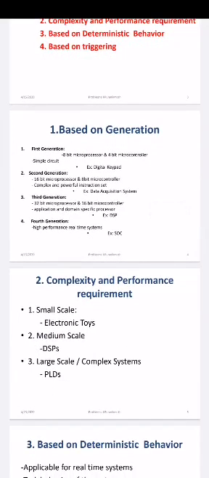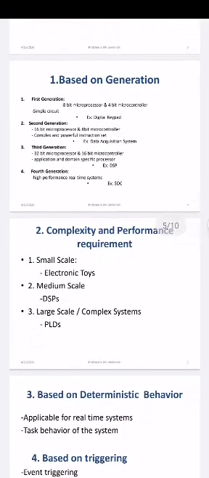In the third generation, there are 32-bit microprocessors and 16-bit microcontrollers, and these are application and domain specific, for example digital signal processing. And the fourth generation consists of real-time systems, where examples include system on chip, mobile internet devices and smartphone devices. All of these come under the fourth generation.